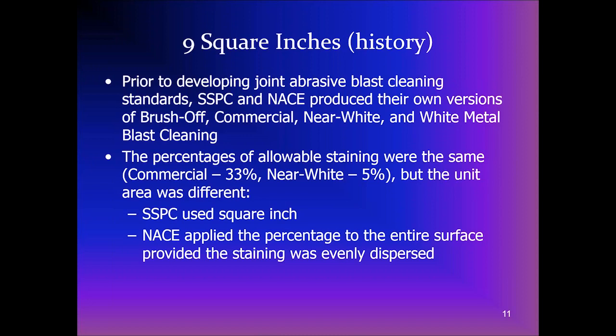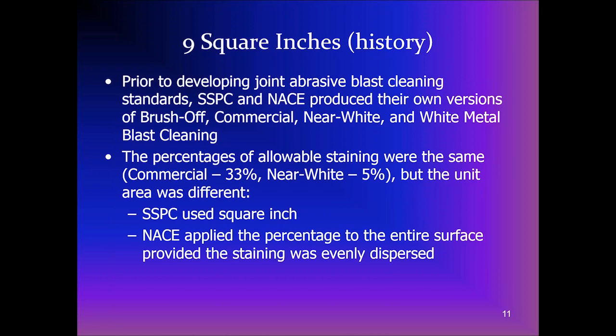And the history of that is, prior to developing joint standards, in other words, SSPC and NACE used to produce their own versions of the blast cleaning standards, but then they became joint standards. But before that, the percentages of allowable staining between SSPC and NACE were the same. Commercial allowed 33% staining. Near white was up to 5%. But the unit areas were different. SSPC said that staining applied to every square inch of the surface.